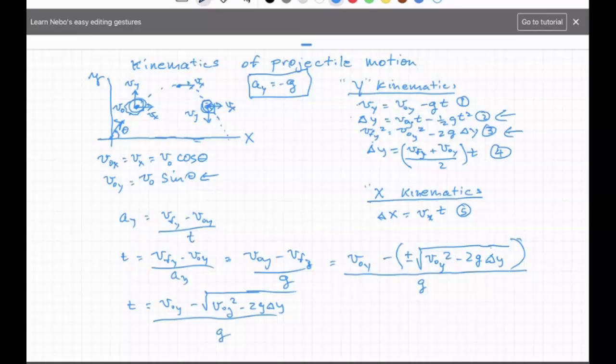And when it's on its way down, we're going to have a positive solution because inside the parentheses, we're going to use the negative solution, and then we have a negative times a negative, which is a positive. So then our elapsed time is going to be equal to v sub oy plus the square root of v sub oy squared minus 2g times the displacement in y, all over g. And that concludes this video.